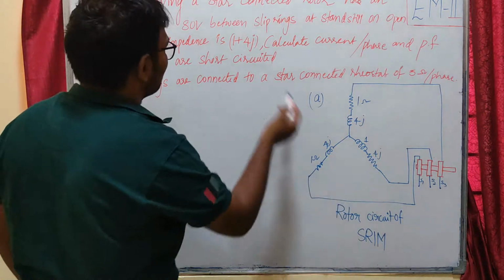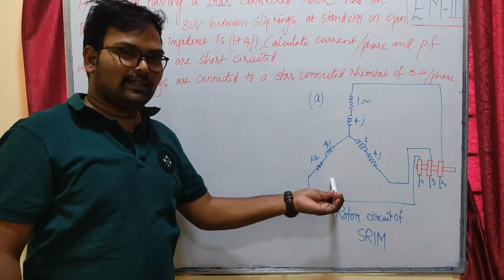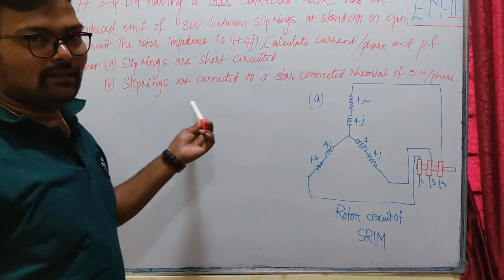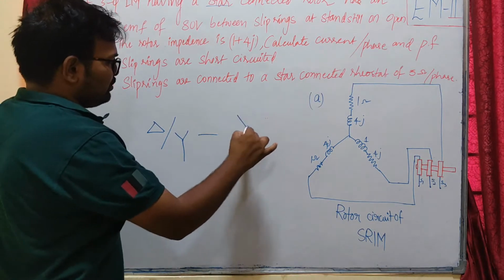So this is my star connected rotor. I already told you the rotor of our induction motor is always connected in star, whether the stator is connected in star or delta. That means the stator can be connected in star or delta, but the rotor should be connected in star only.